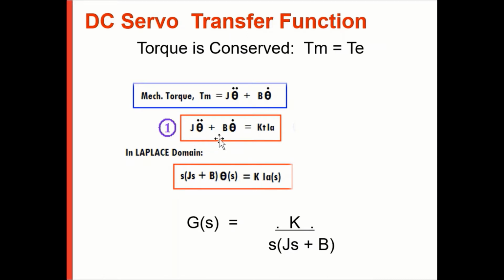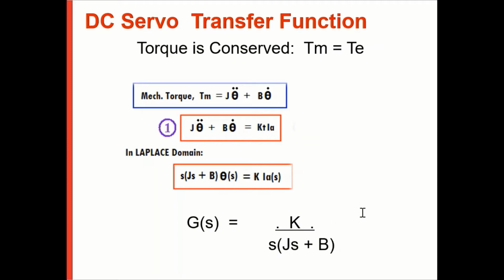And we can then just rearrange these, and then we can make use of our Laplace transforms, that theta double dot can be replaced by s squared theta, and theta dot by s theta. So then that gives us this expression here, and we can rearrange this then in terms of the transfer function by taking this term underneath this one. So it's going to be K over s(Js plus B).